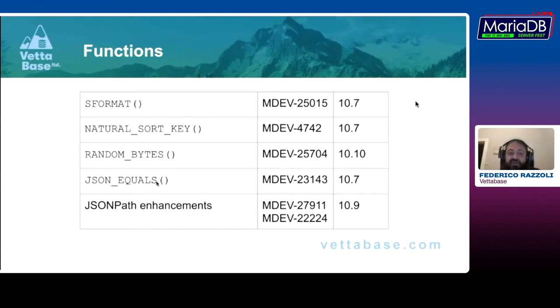JSON_EQUALS is very nice to compare two JSON documents, because in MariaDB, JSON documents are actually strings. And when you compare strings, spacing and the order of keys count, for example. With JSON_EQUALS, these things are ignored. And then there were a couple of enhancements to JSON path used in some functions. Basically, the array notation was extended with negative indexes and with range syntax. And since I already exceeded the time that was allowed to me, I'm stopping here. But I hope to hear questions, of course.